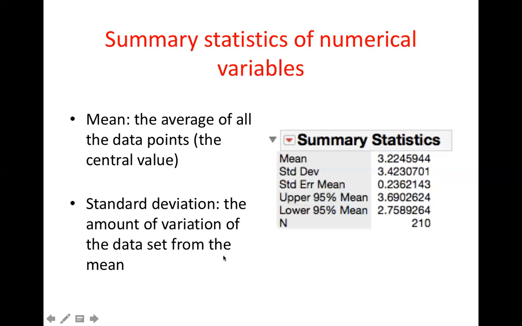Now, the standard deviation is the amount of variation of the data set from the mean. So the standard deviation here is 3.42, and typically what that tells us is that most of the data lays about 3 cups above and 3 cups below that mean. And so we know that's where most of our data exists.